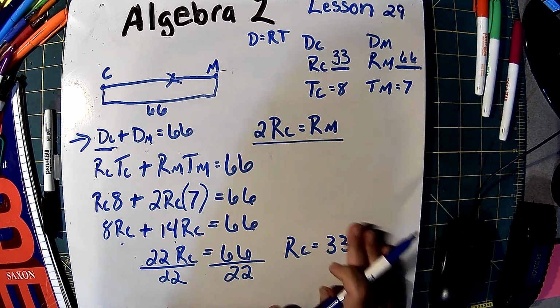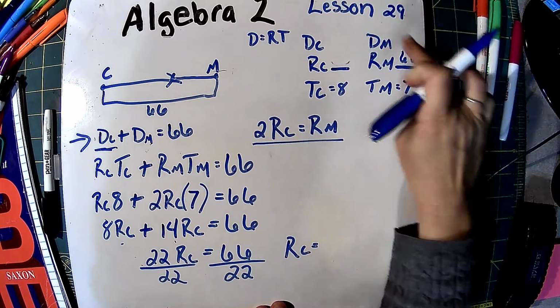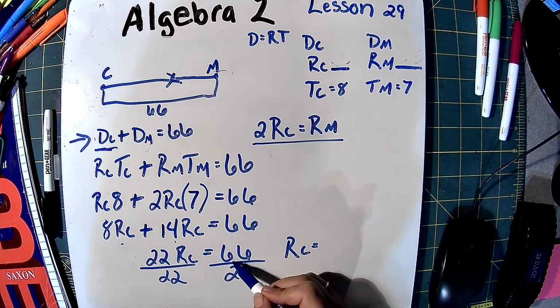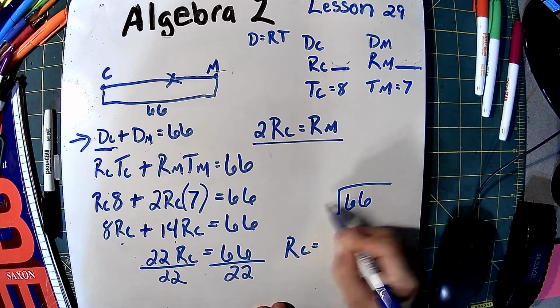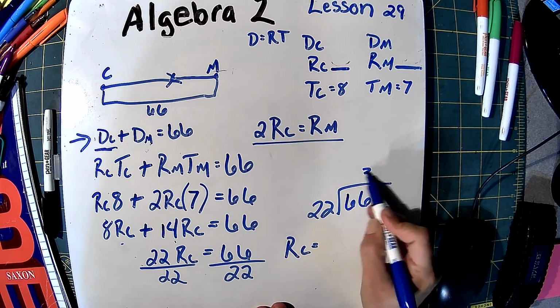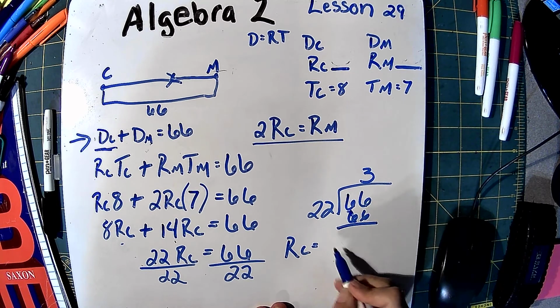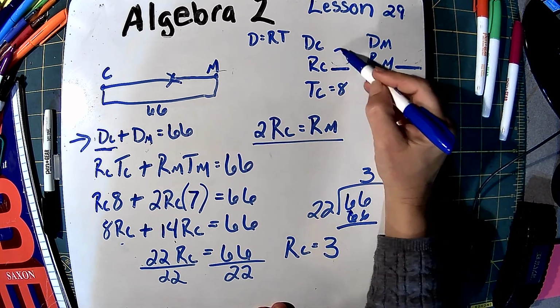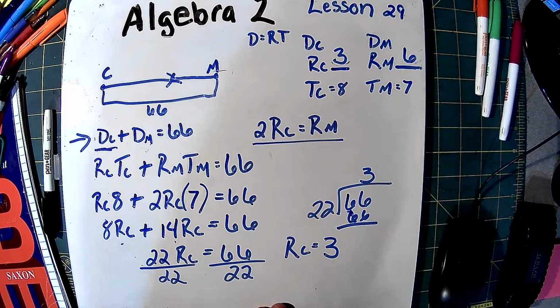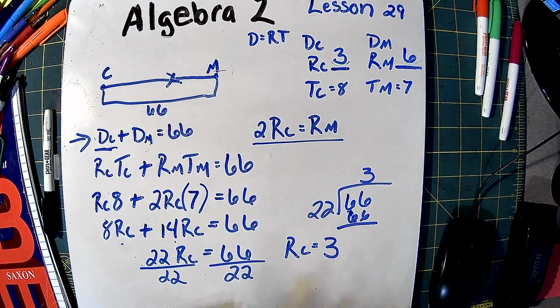Oh, nope. Totally wrong. You guys probably caught that. 66 divided by 22 would go 3 times, not 33 times. That'll be 66. Yep, so the rate of Chester is 3 miles per hour. That means the rate of the Marshall is 6 miles per hour. There you go. So be careful with little technical mistakes like that.